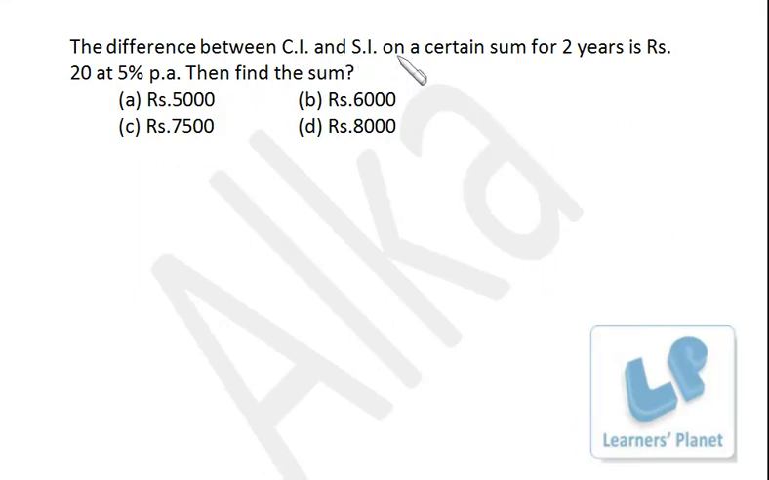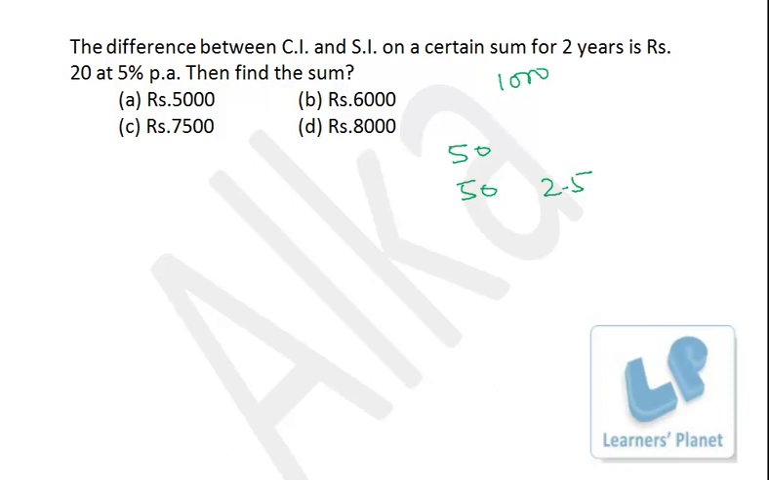The difference between CI and SI on a certain sum for 2 years is rupees 20 at 5% per annum. Find the sum. Once again, I'll assume the sum to be 1000 rupees. Okay, 5%, so 1000, 5%, 50 rupees, and this 50 rupees earns interest at the rate of 5%, so 5% of 50 is 2.5 rupees.